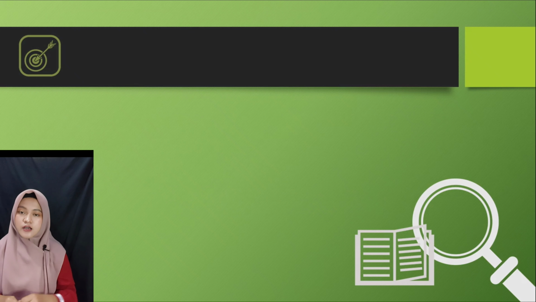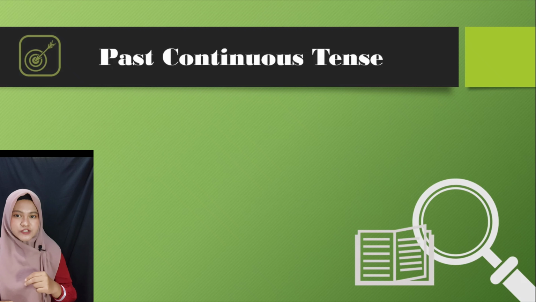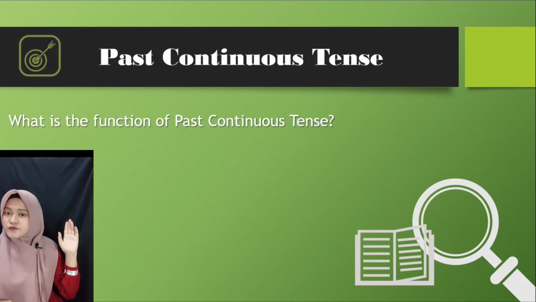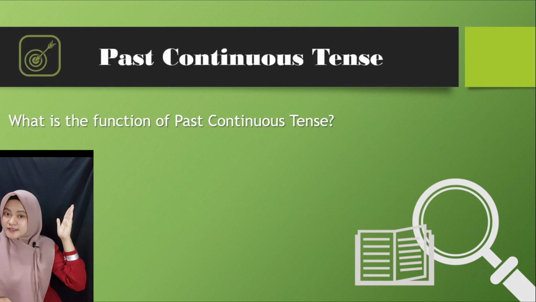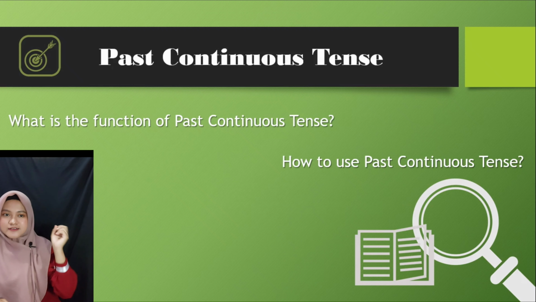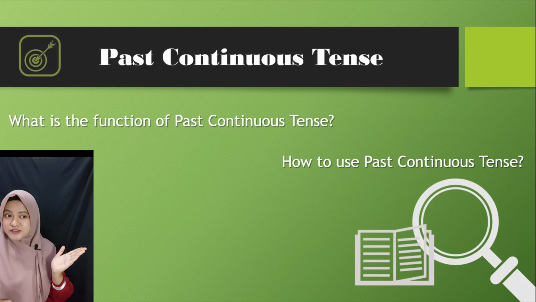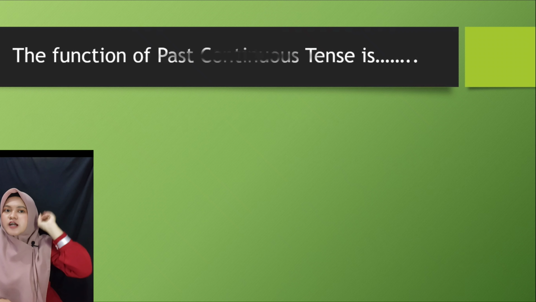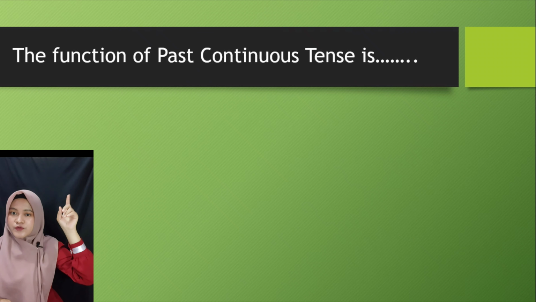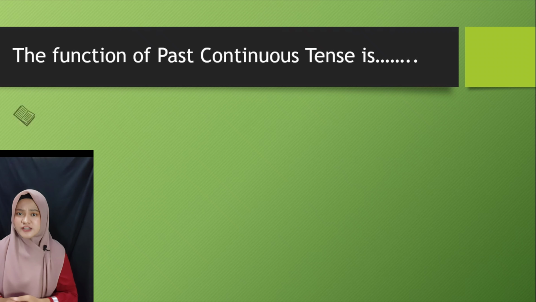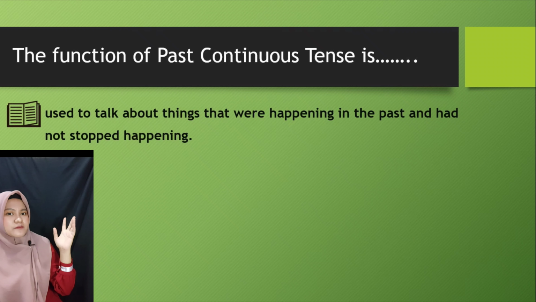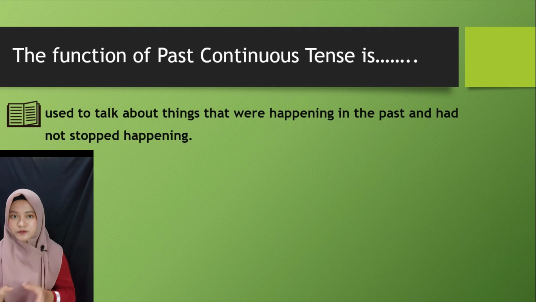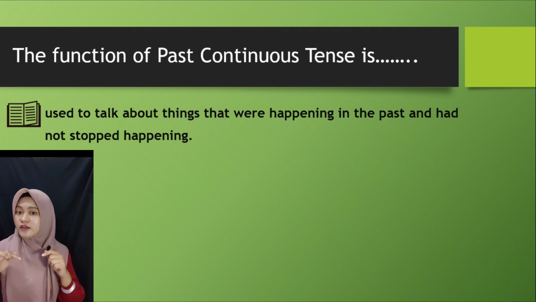You will learn tenses from this video, about the past continuous tense. First, what is the function of past continuous tense, and how to use past continuous tense? You will learn about it. For the first, the function of past continuous tense. The function of past continuous tense is used to talk about things that were happening in the past and had not stopped happening right now.